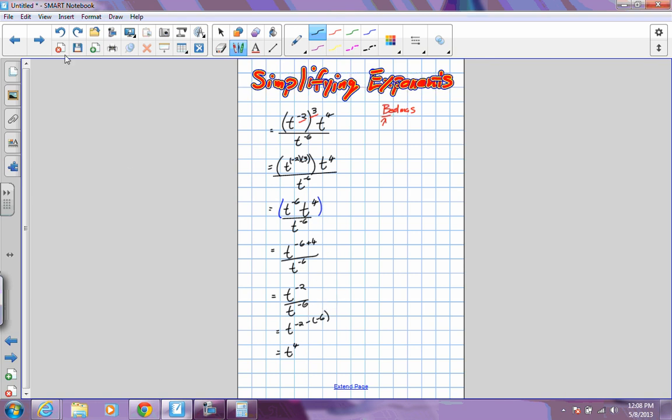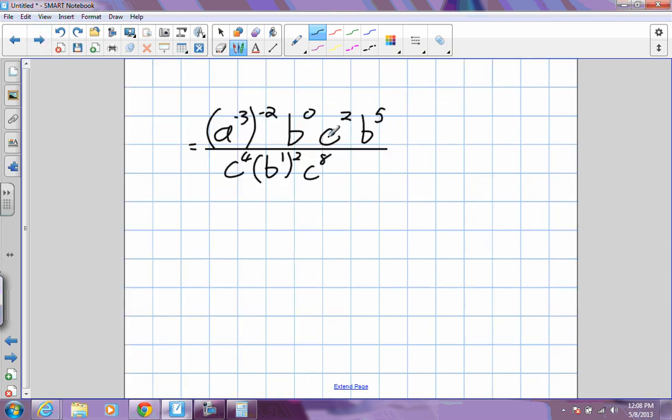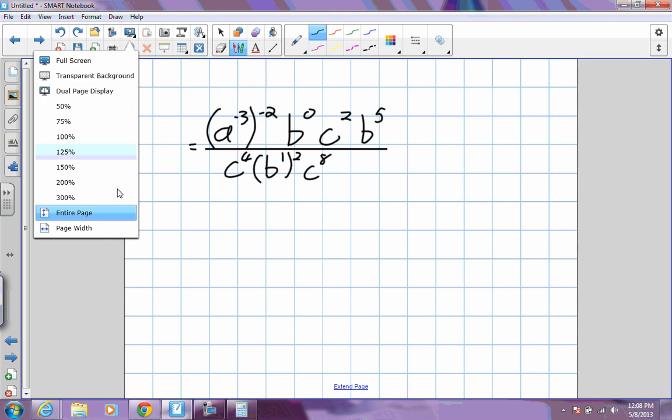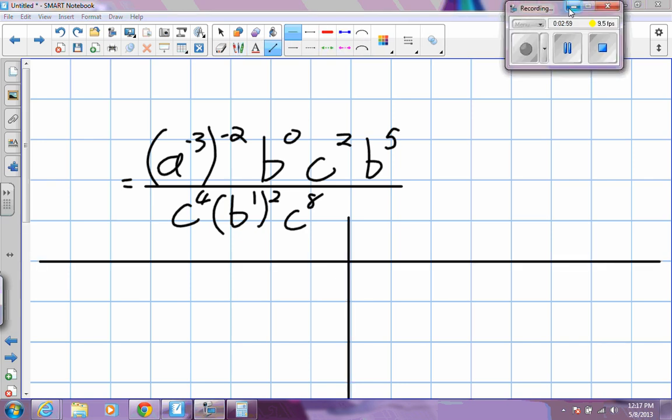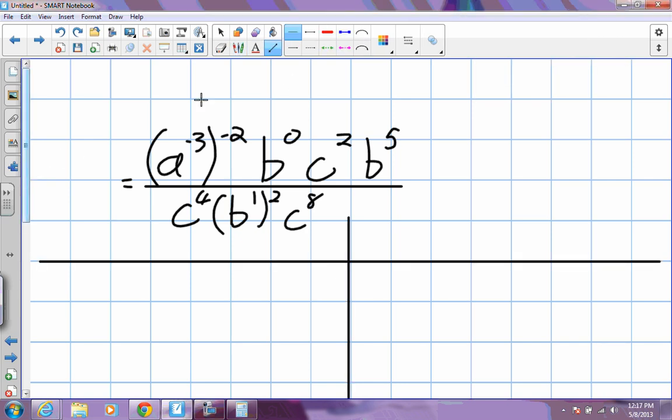Now, we're simplifying this one. This one is very confusing. So we're going to simplify this question, and I'm going to show you 2 different ways to go about doing this. Now, the first thing you want to do is collect all of the like bases so that you know which ones you're going to be using rules on.